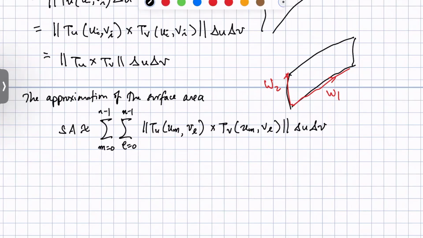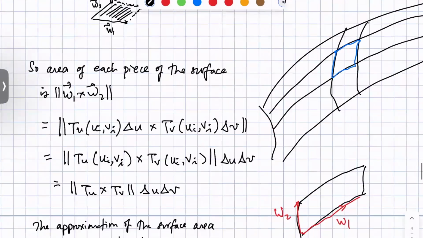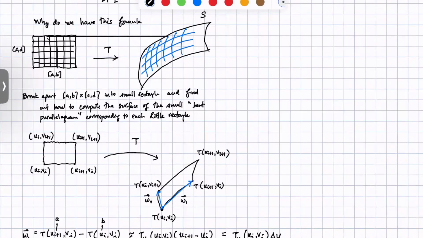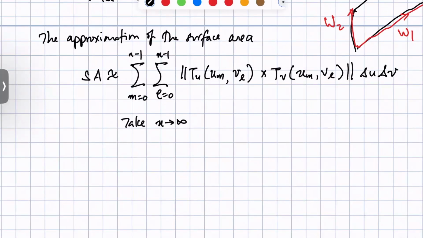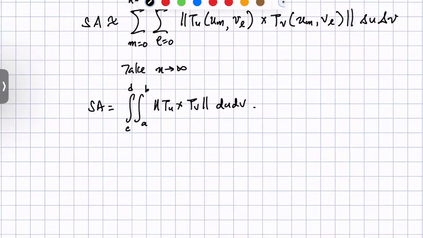And when you take n to infinity, what does that do? It makes more and more little squares or rectangles, and so your area becomes precise in the limit. This is basically a Riemann sum of sorts, so the area is exactly given by an integral. The delta u delta v turn into du dv, and then we're integrating u from a to b and v from c to d. So that's pretty much why this formula works.